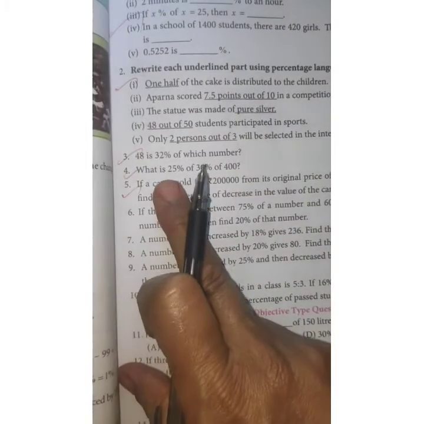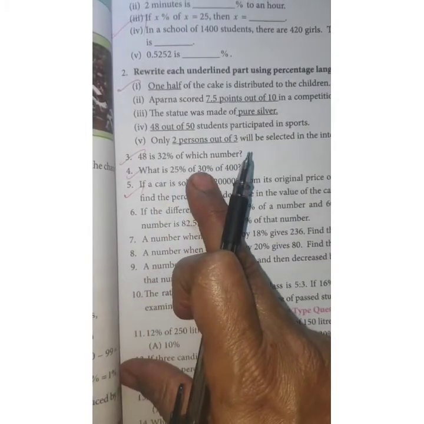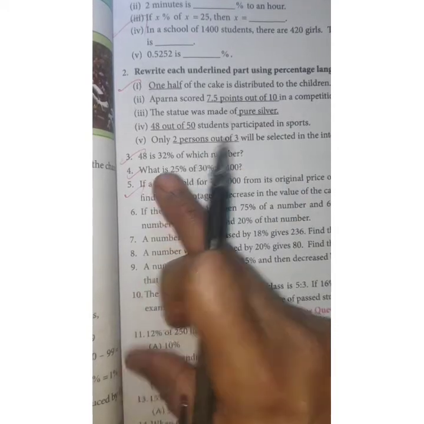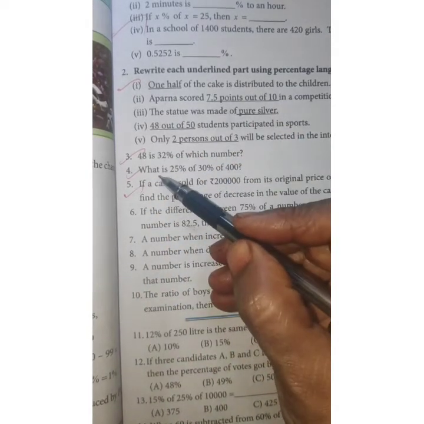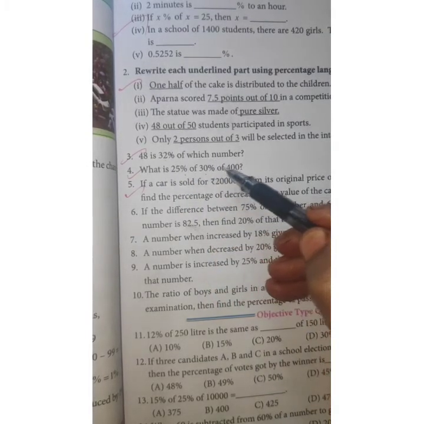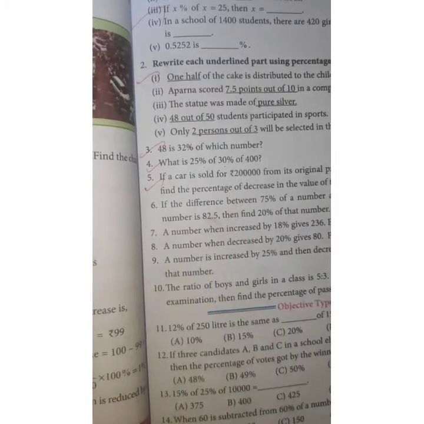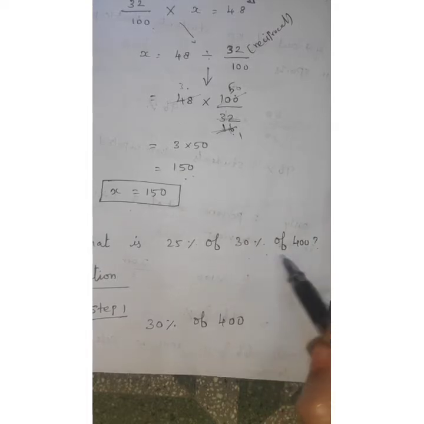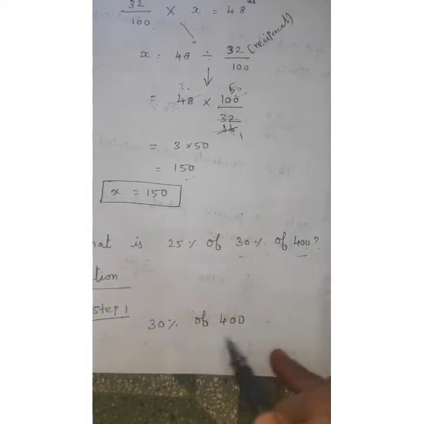Second question. What is 25% of 30% of 400? Here given: what is 25% of 30% of 400. First you find the 30% of 400. This is the first step.